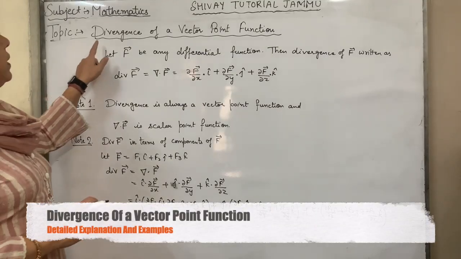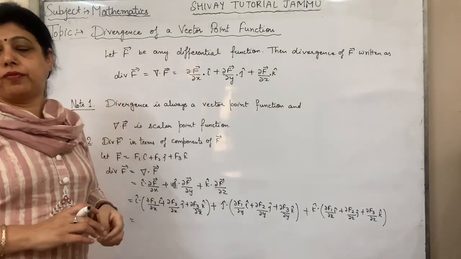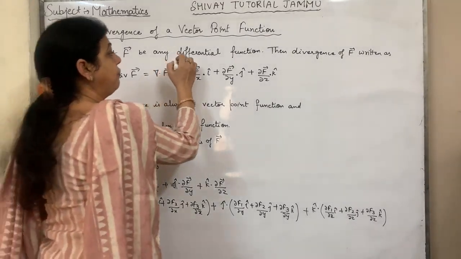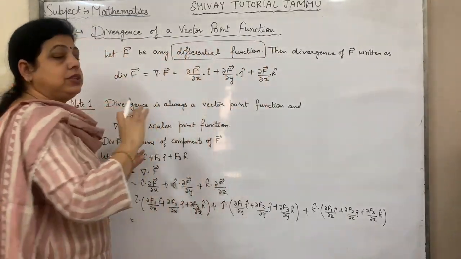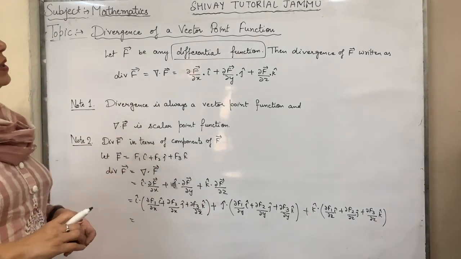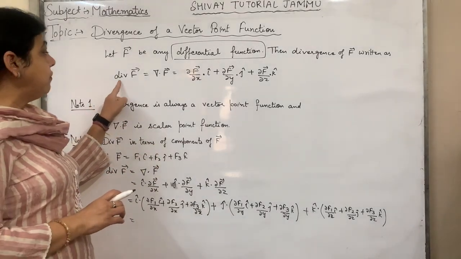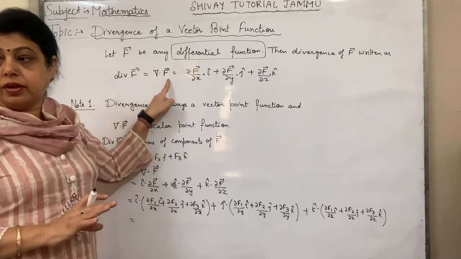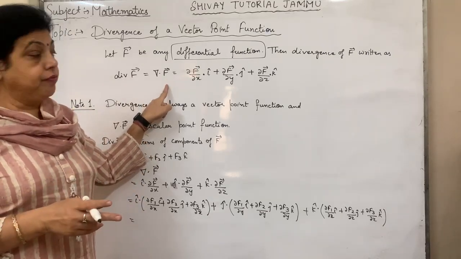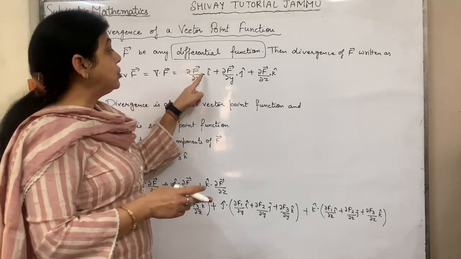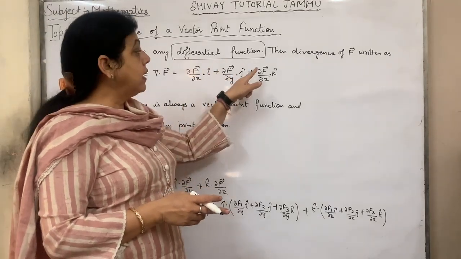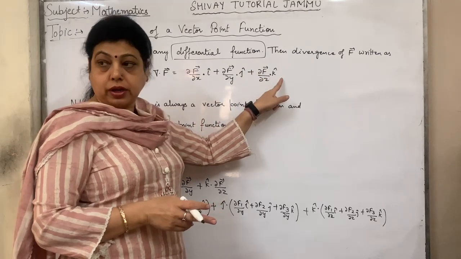Today we will do the topic divergence of a vector point function. Let f be any differentiable function. F is a differentiable function, meaning differentiation is possible. Then divergence of f is written as div f, del dot f. It is not del f, it is del dot f, meaning curly f by curly x dot i, curly f by curly y dot j, and curly f by curly z dot k.